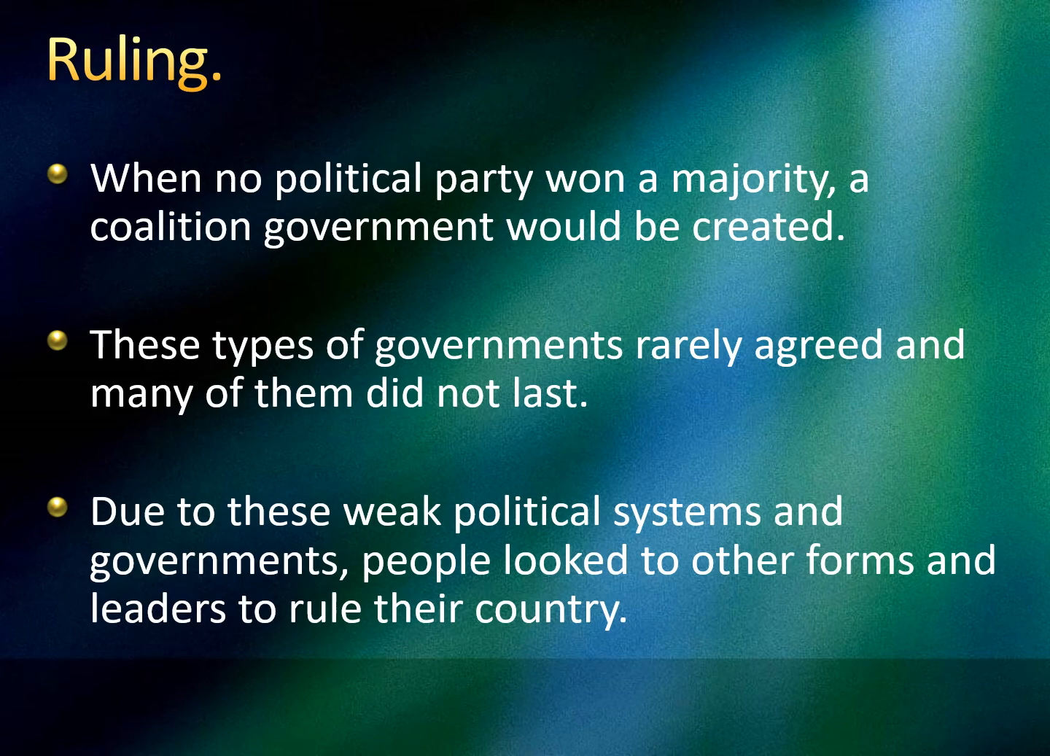So one of the things that happens in Europe is when no political party would win a majority in these new countries, a coalition government would be created. Remember, that's a temporary alliance of several political parties. These types of governments rarely agreed on anything, and many of them did not last because they couldn't work together. Due to these weak political systems and governments, people began to look to other forms and leaders to rule their country. We'll talk about that in the next lesson tomorrow, about the rise of dictators and things like that. But just remember that this plays a role in where we're going.